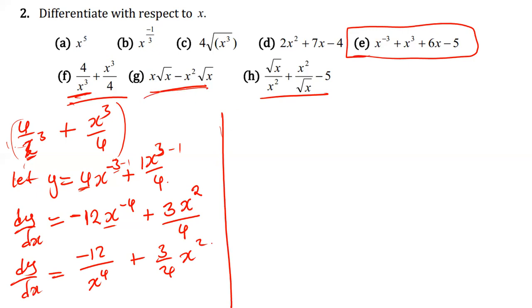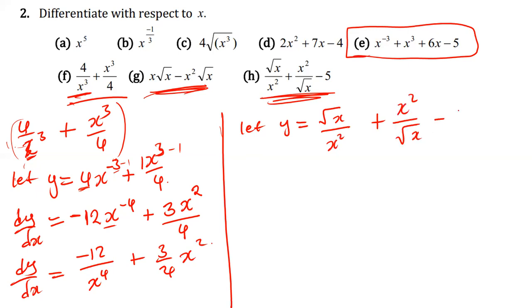Okay, so I'll leave this one. Let me solve this one. So this one will also say, let y be equal to the root of x over x squared, plus x squared over the root of x, minus 5. So we can simplify these expressions before we start differentiating. So how do we simplify such expressions? We know that the square root of any number is simply that number or that variable raised to the power half.